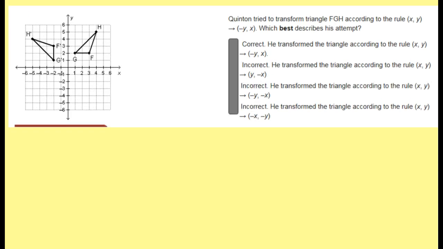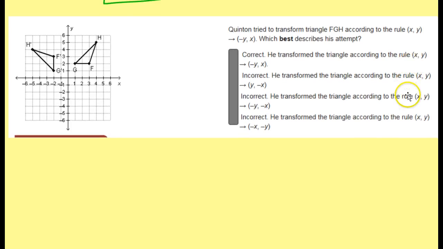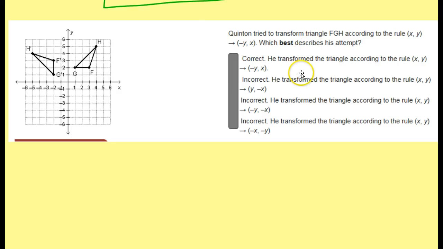Okay. Just checking. I think this is the last question. Okay. Quentin tried to transform the triangle FGH according to this rule. Which best describes his attempt?